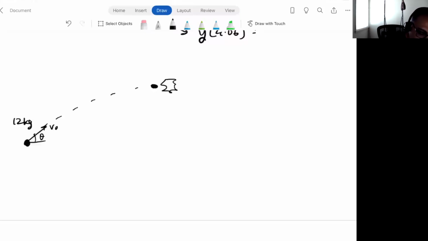Both these pieces will be traveling horizontally because the velocity is horizontal at the highest point, as you know from projectile motion. And okay, so that's what happens. The shell explodes. And the first question is asking, where is the center of mass of the two pieces going to be once they land, right?